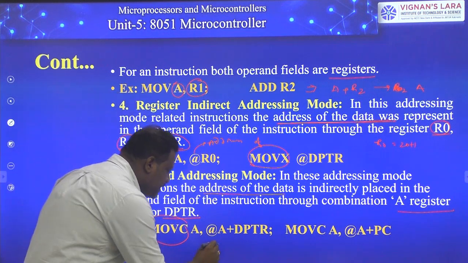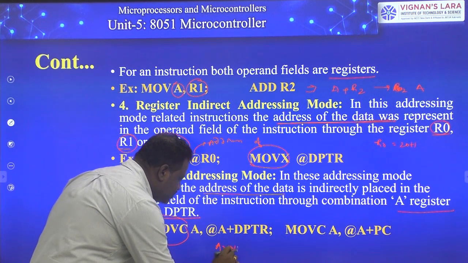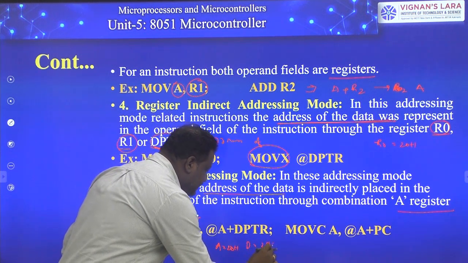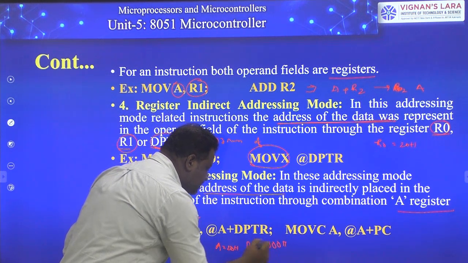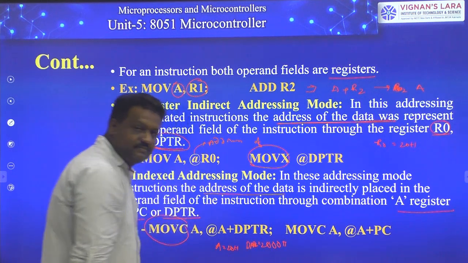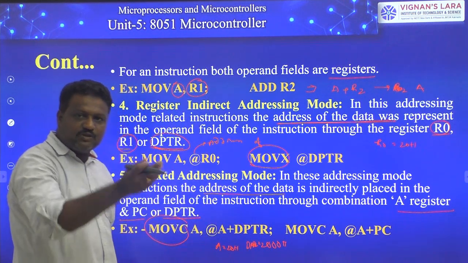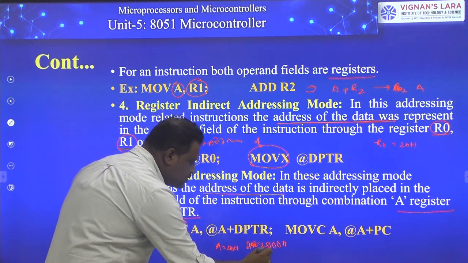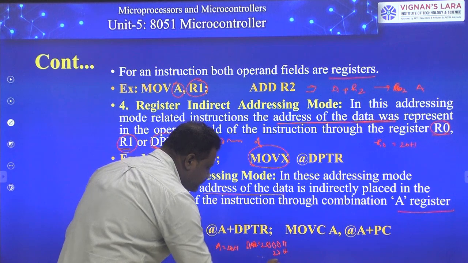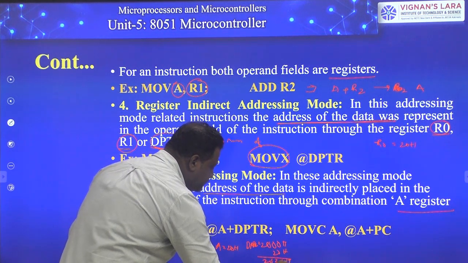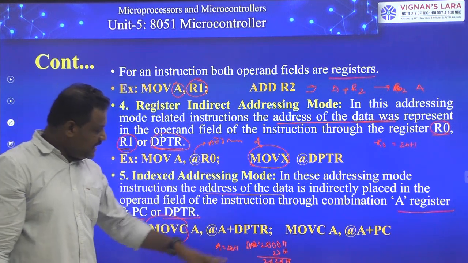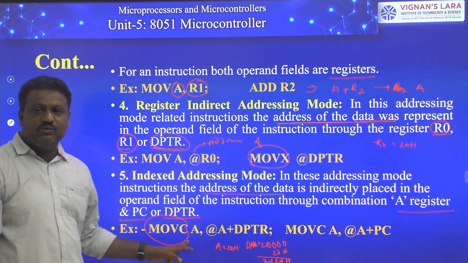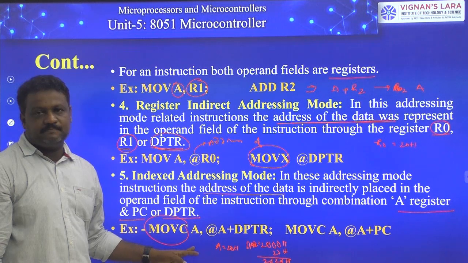Let's assume, friends, the A value is equal to 20H and the DPTR value is equal to 2000H. This is my DPTR value. For this instruction, to find my source operand address, first I do addition between these two. That means 2000H plus 20H. Finally, it is 2020H. The content that is present in this 2020H is transferred to the accumulator register.